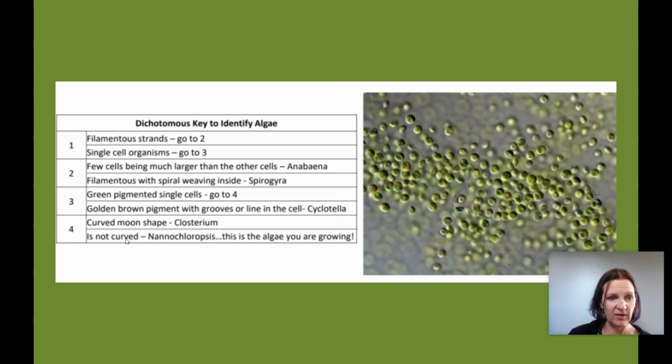So I know then that it's my second choice. This particular algae is called Nanochloropsis. And actually, this is the algae that we are growing in the classroom in our culture right now. So that is how you use a dichotomous key.